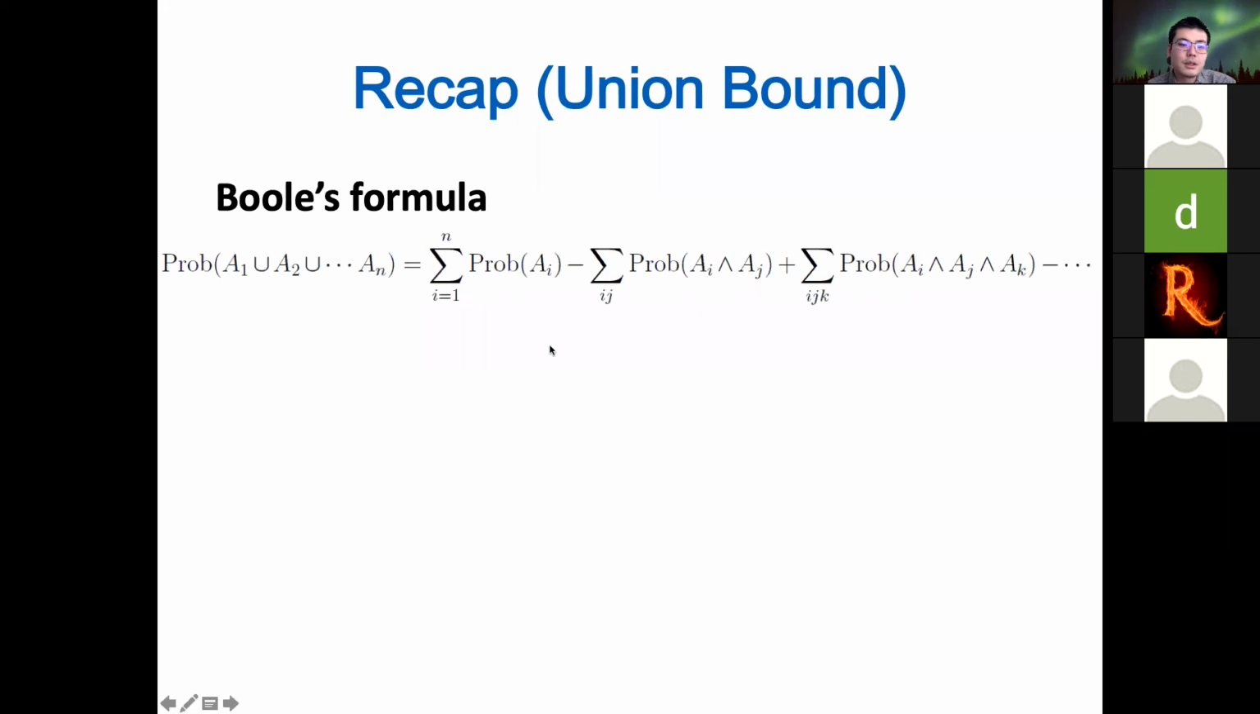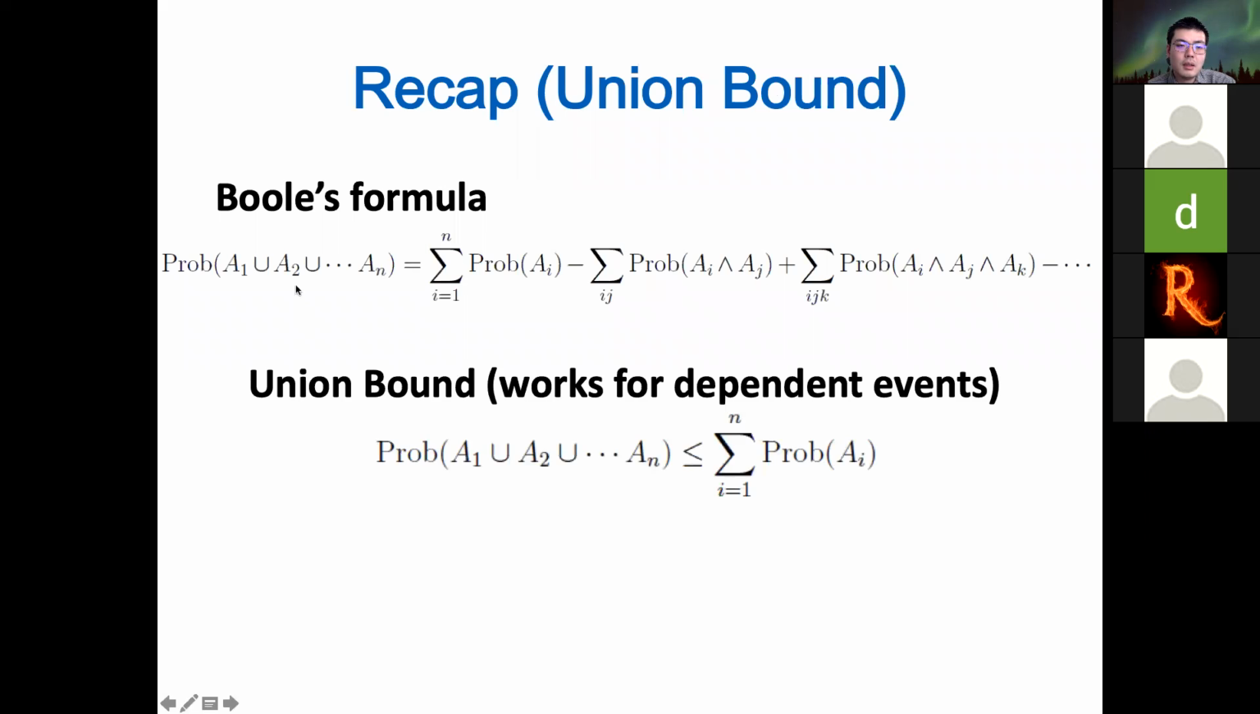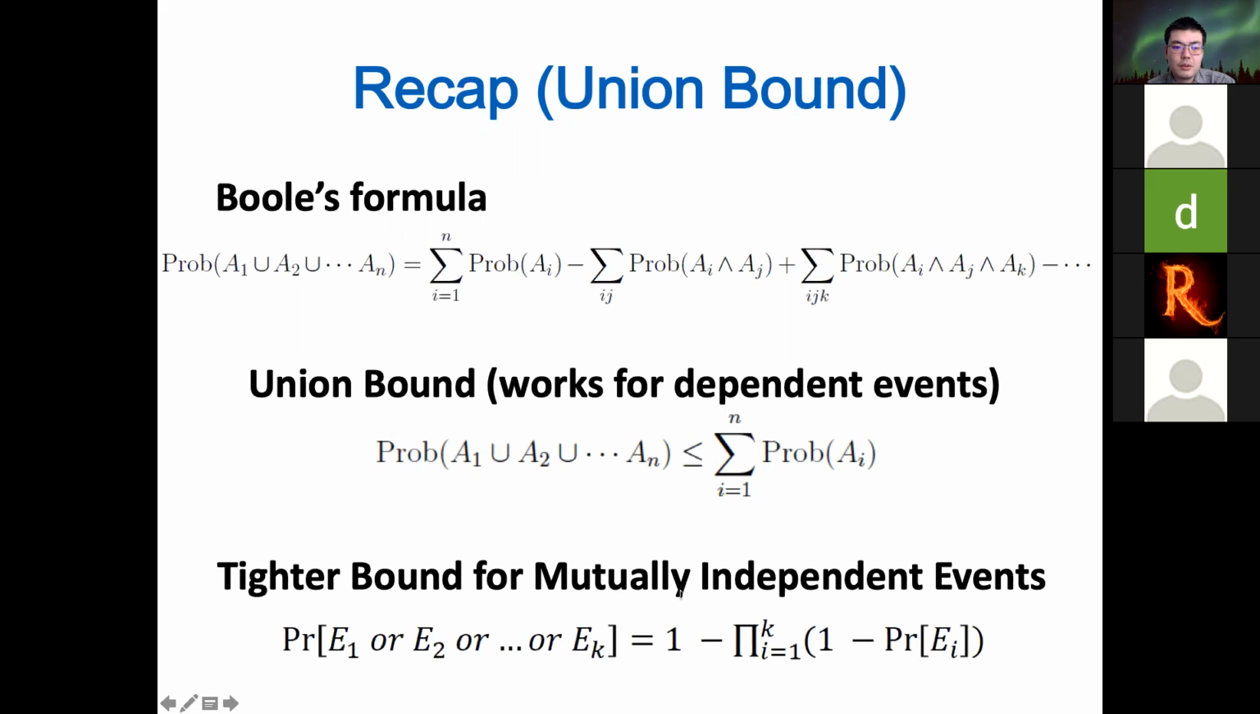Okay. We also see something like Boole's formula and the union bound, right? And also the mutually independent events. We have this bound, which I believe you have seen before in probability theory, but this is a recap. If it's independent events E1 to EK, then you can use a tighter bound. Otherwise, just use a union bound.